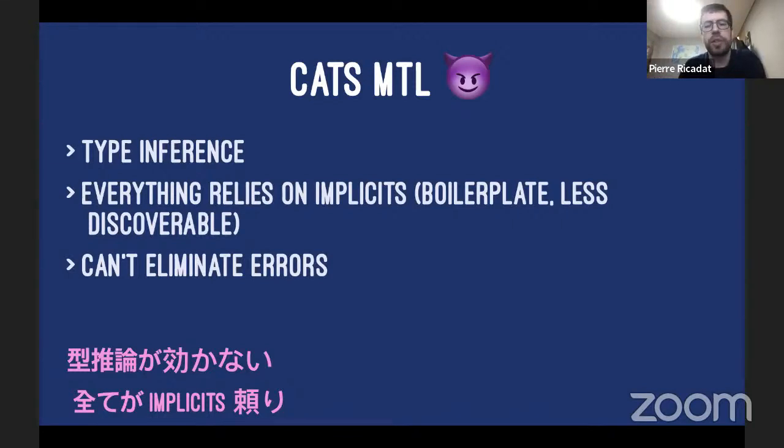And everything relies on implicit. So it requires a little boilerplate, and functions are less discoverable. If you miss the proper imports, you might not find what you need. And also MonadError is invariant in the E type parameter, so it's not so convenient to eliminate or change the error type compared to using ZIO directly.